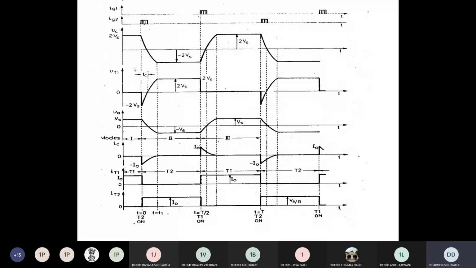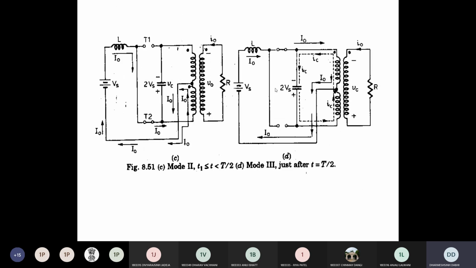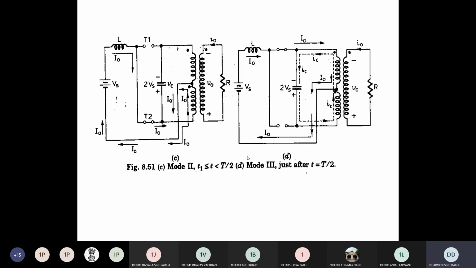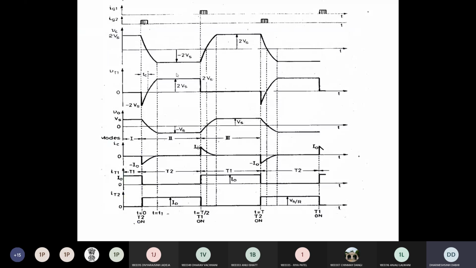What will happen? Here you can see that at the t equals 0 instant, T2 is on. In that condition, you see the capacitor voltage Vc is decreasing. Why is it decreasing? Because it is discharging. You can see here, initially it is charged to 2 Vs, clear? But now it is discharging into the primary winding, so the capacitor voltage 2 Vs is decreasing in the waveform.